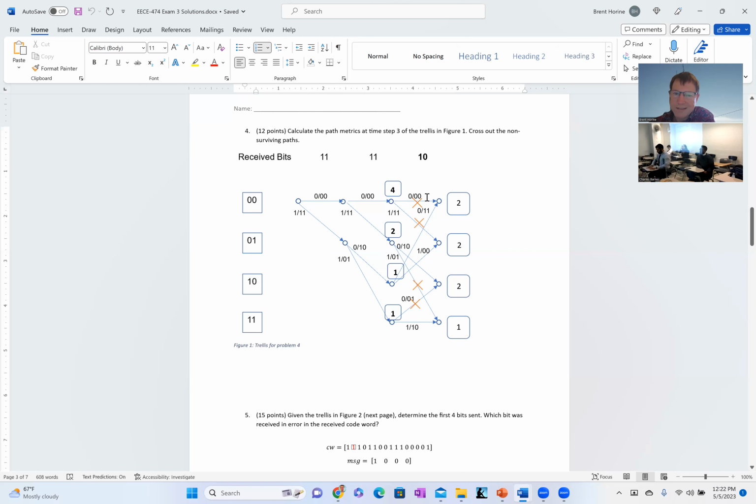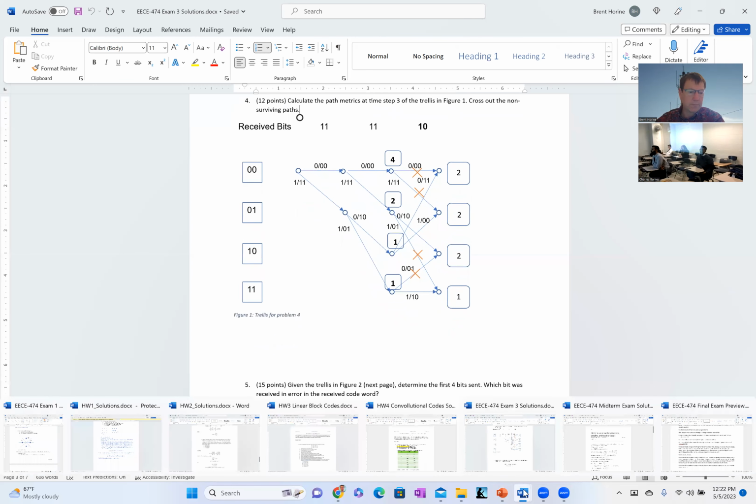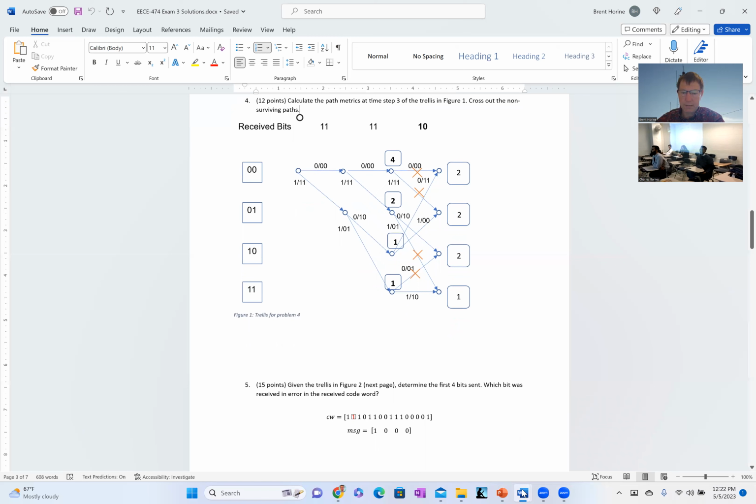And then we cross out the path that had the higher metric. We're going to ignore that one from now on, and we're only going to retain the one that has the lower metric, right? Because lower is better. It's like golf, right? So, all right, except when I play golf. Okay, so that's a reminder of how to do that.